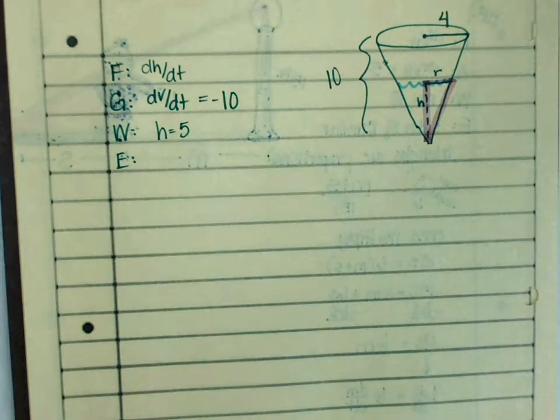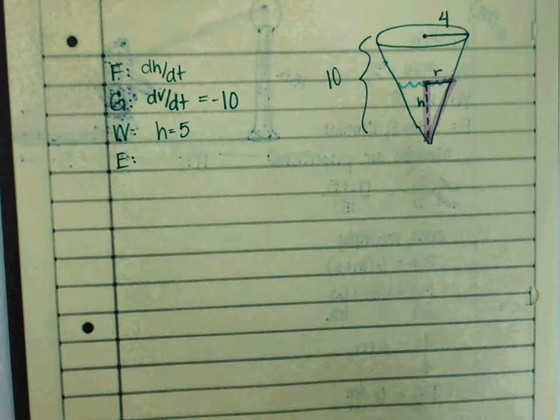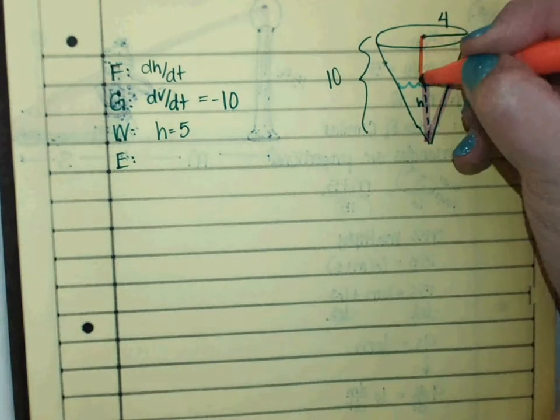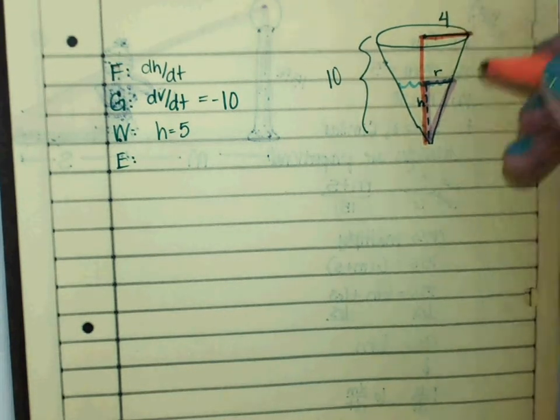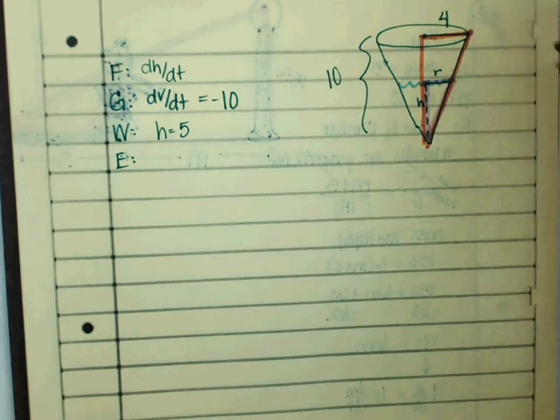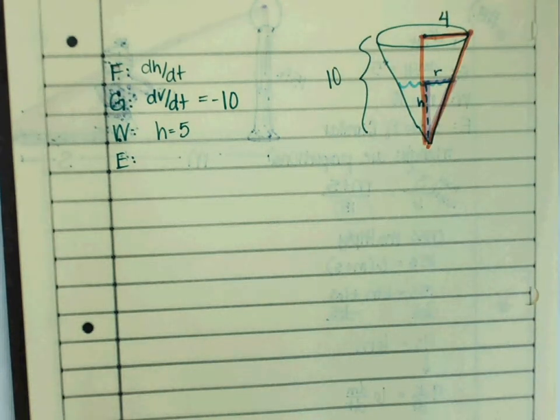Where's the other one? Okay, if I go for the whole container, here to here, and then here to here. Do you see the 2 triangles? Okay, I have a little small one and I have a big one.